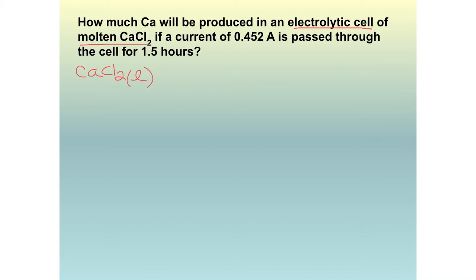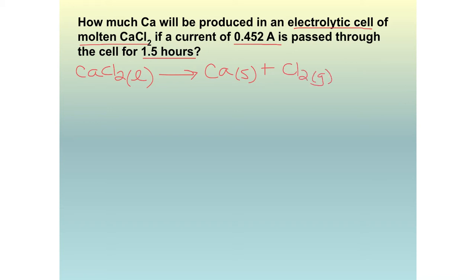If a current of 0.452 amps is passed through the cell for 1.5 hours. Okay, so first off, we write our equation. So the calcium chloride decomposing into calcium metal and chlorine gas.